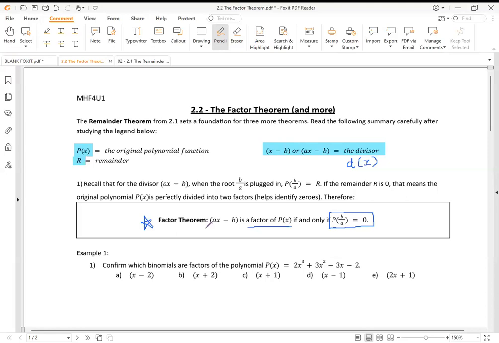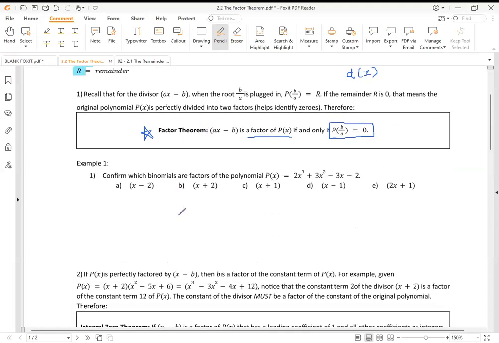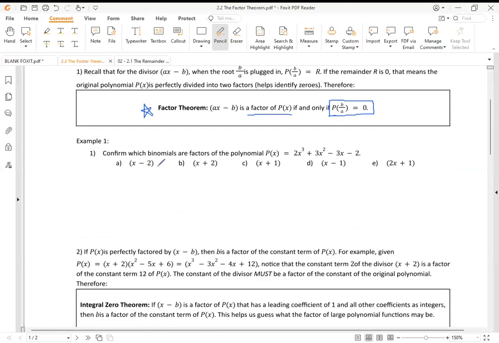So let's test it. As a way to snowball towards our next theorem, using the factor theorem, can you confirm if any of these factor this part nicely? Tell me if any of these is a factor of that. What would you do? Let's say that was the quiz question. Is x minus 2 a factor of the polynomial?